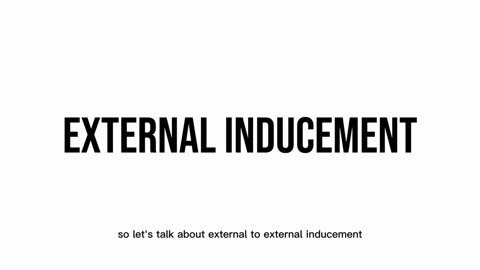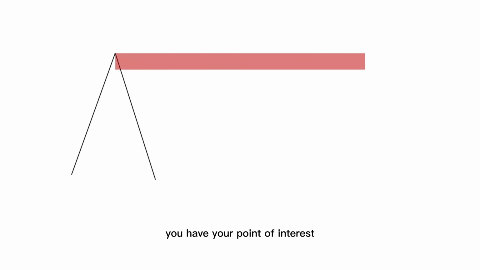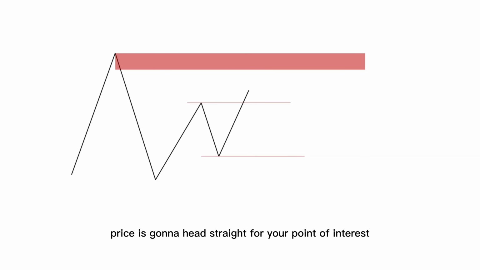So let's talk about external to external inducement. You have your point of interest, price approaching, formed your high, now formed your low. So you're expecting price to continue driving to your point of interest. And that's obviously after understanding what inducement is, because now your high has been taken. So you're thinking price is going to head straight for your point of interest.